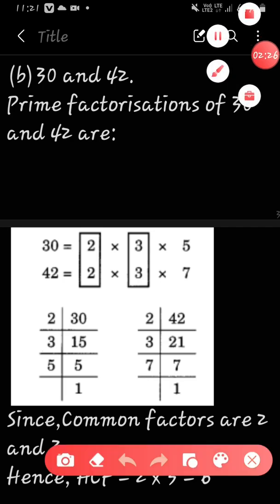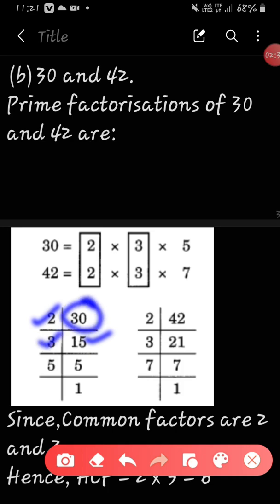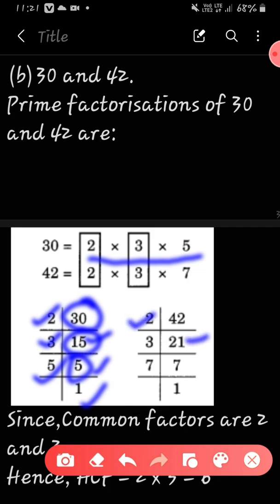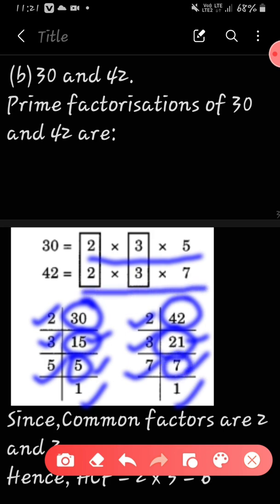So 30, we are finding the factors now. 2 into 15, we are getting 30. 3 into 5, we are getting 15. 5 into 1, we are getting 5. So here 2 into 3 into 5. 1 we are not writing here. Then again 42. 2 into 21, we are getting 42. 3 into 7, we are getting 21. 7 into 1, 7. So factors of 42 are 2 into 3 into 7.